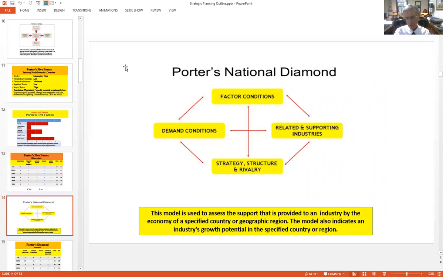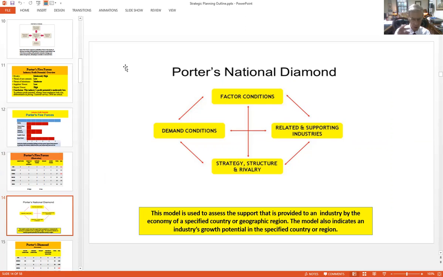Here's another model developed by Michael Porter. And the purpose of this model is to identify whether an economy is conducive to a particular industry, that an economy can support the growth and prosperity of a particular industry. And there are four factors in this model.